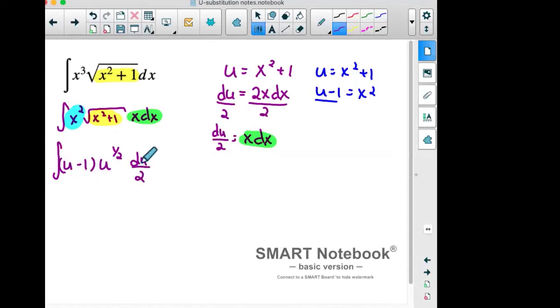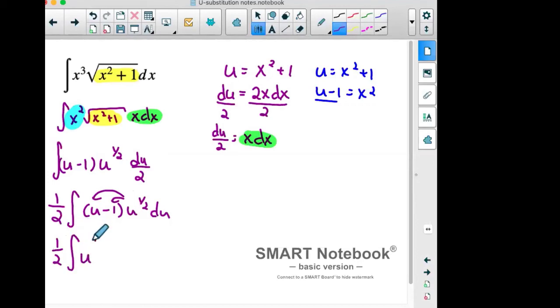So I'm going to clean this up. I'm going to factor out my constant of 1/2. And that leaves me with u minus 1 times u to the 1/2 du. Again, I have a product. I cannot integrate a product, so I need to use my distributive property and distribute this to everything in the parentheses. So that's 1/2 the integral of u to the 3/2 minus u to the 1/2 du.